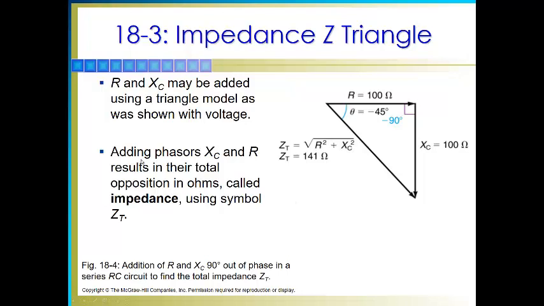Remember that adding phasors XC and R results in their total opposition in ohms, called impedance. As I mentioned before, the total opposition to the current in the circuit is called impedance. If we have only resistors, it will be called the resistance. If we have only capacitors, it will be capacitive reactance. But in this case, because we have resistance and reactance, we have to adopt a name, and that would be the impedance. The impedance is equivalent to the total opposition to current in the circuit when we have resistors and capacitors, of course.